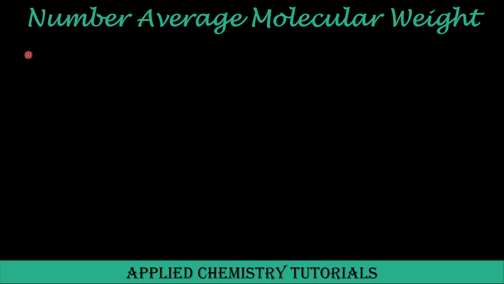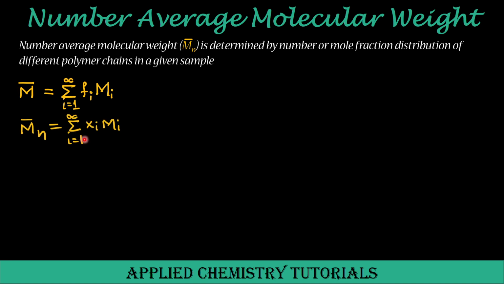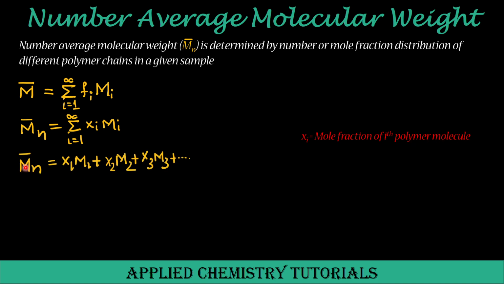Now let's see number average molecular weight. Number average molecular weight, or Mn bar, is determined by the number or mole fraction distribution of different polymer chains in a given sample. We have seen M bar equals the summation of Fi Mi from i equals 1 to infinity. Then for number average molecular weight, Mn bar will be the summation of Xi Mi from i equals 1 to infinity, where Xi represents the mole fraction of the ith polymer molecule. So we can expand this expression as Mn bar equals x1 m1 plus x2 m2 plus x3 m3 and so on.